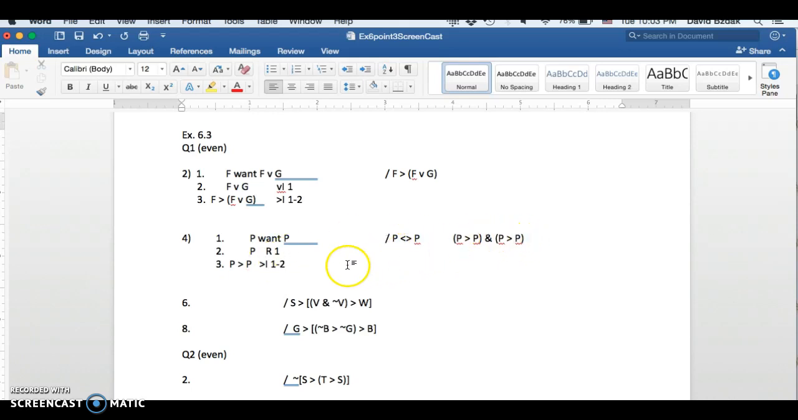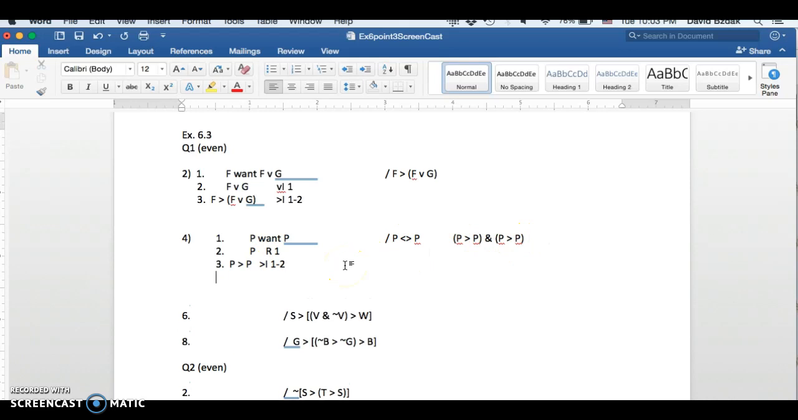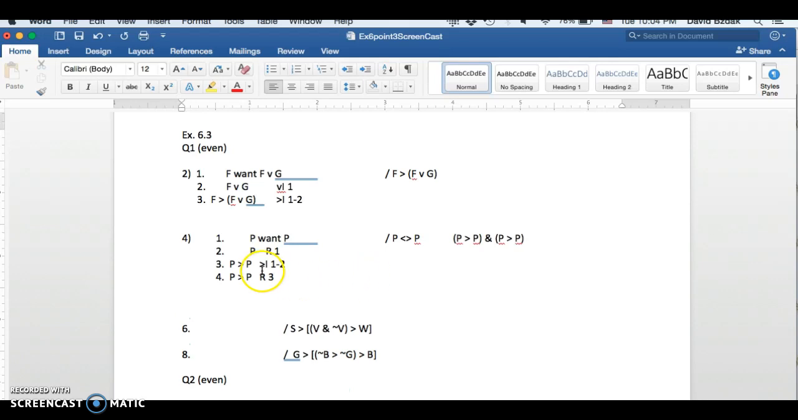Now we also need again to get if P then P, but since we already got it there on line 3, we can just reiterate it again on line 4. Now we can do P if and only if P by the biconditional introduction rule of 3 and 4.